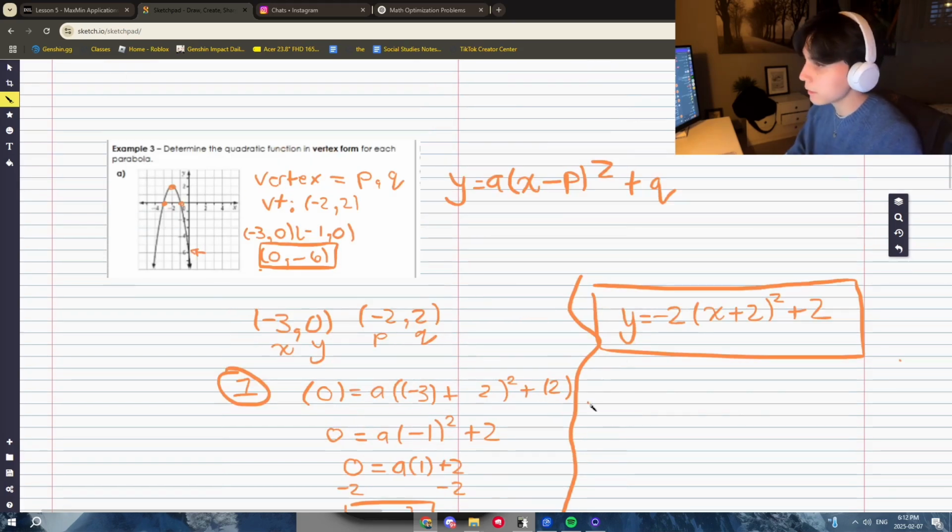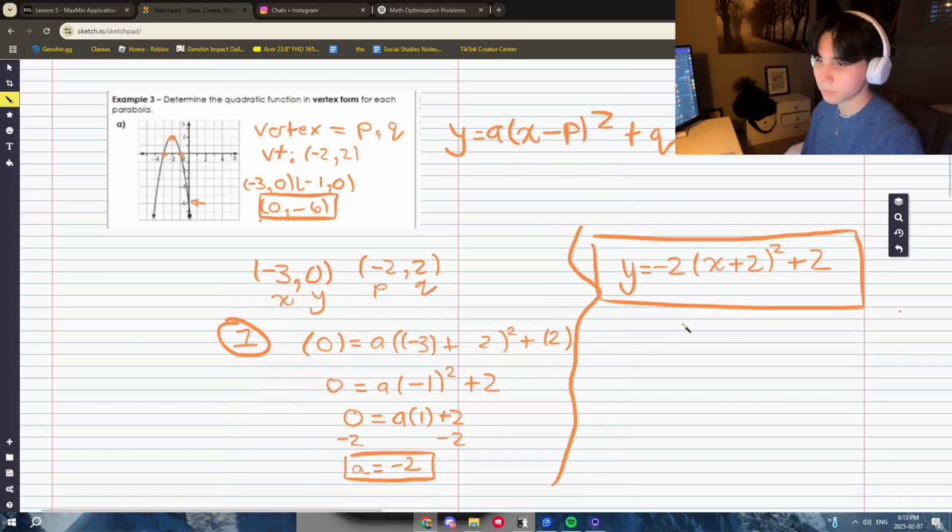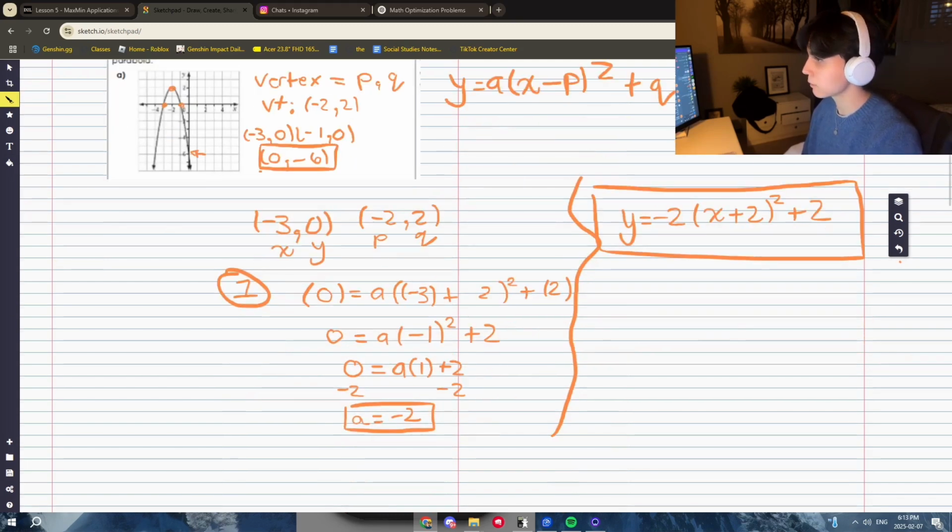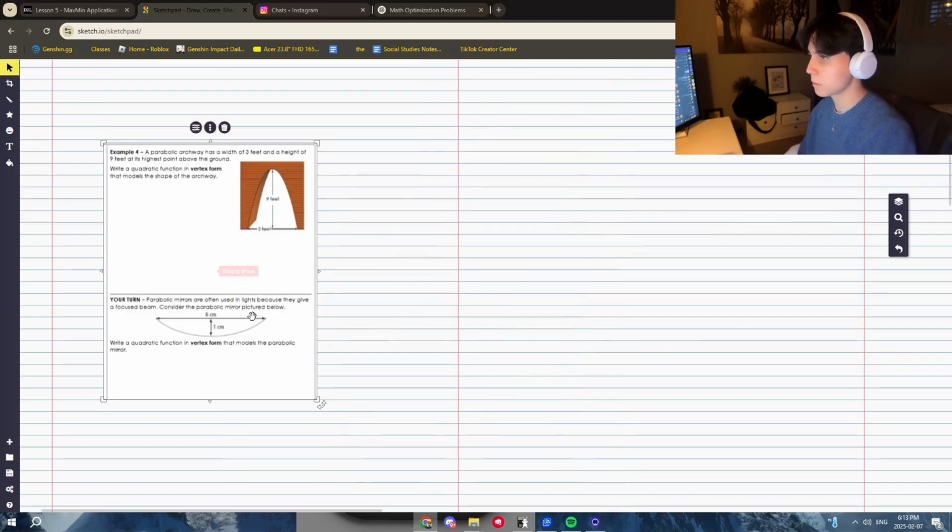You graph it, you take a look. If the vertex is the same, the two intercepts look about the same, they should be the same. But if you pick a nice point, they will be 100% correct. So this is your final equation. Alrighty, on to the word problems.